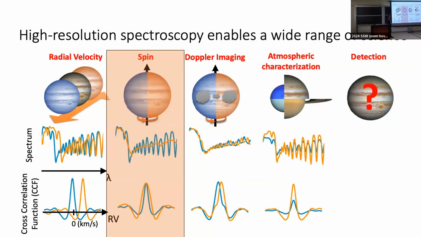So now the spin. Now, we've talked about this about beta Pictoris b. By measuring the width of the spectral lines or the width of the cross-correlation function, you can measure how fast a planet is spinning, because one side is blue shifted, the other side is red shifted, so it broadens the line.